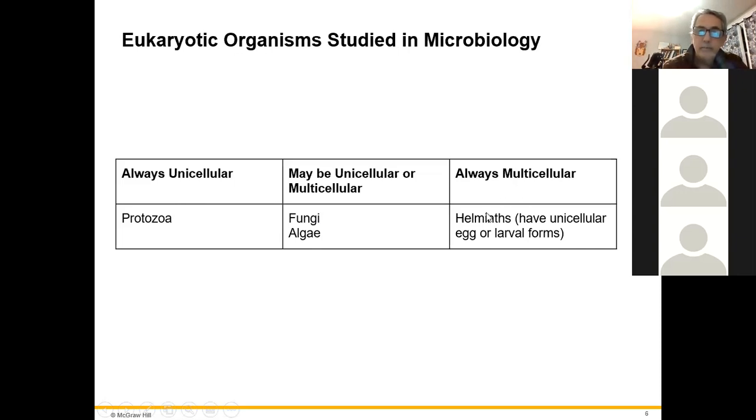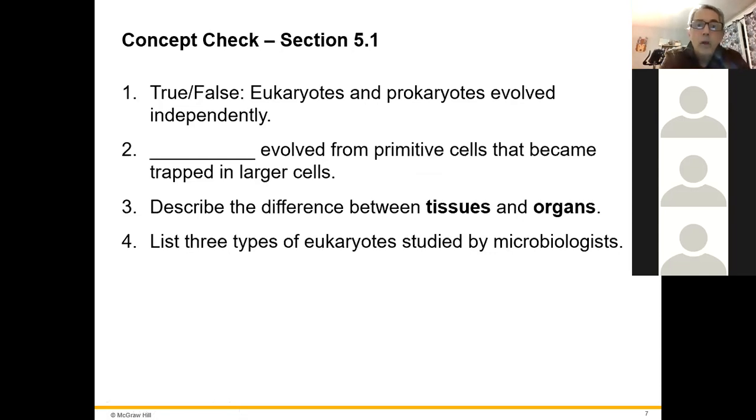Among multicellular organisms, we mentioned we study helminths, which are small parasitic worms. In their reproductive state, you would actually have to observe them with a microscope in the egg or larval forms. When they form a parasitic worm, those are visible to the eye. We believe that eukaryotes and prokaryotes evolved from a common ancestral cell.